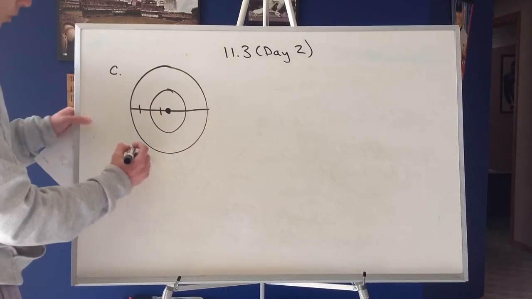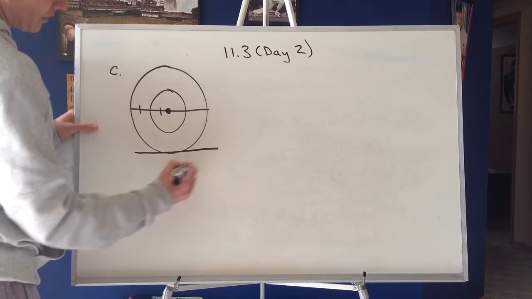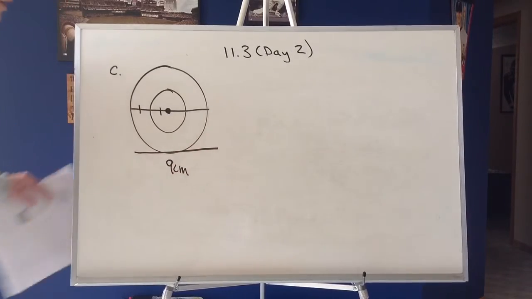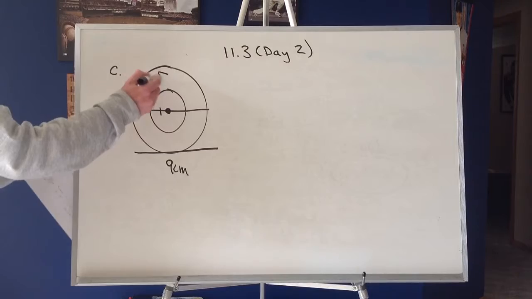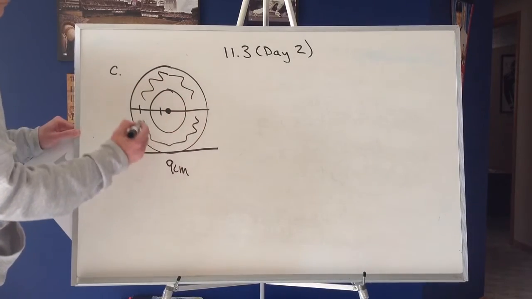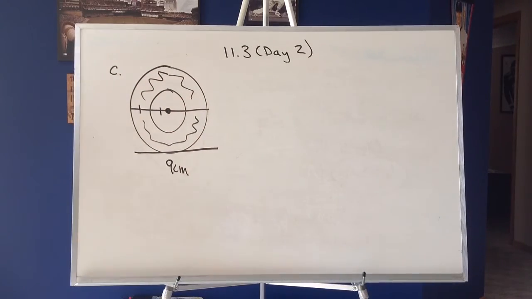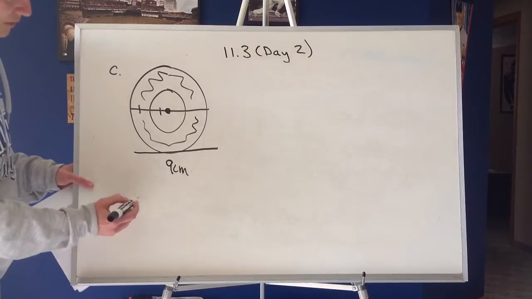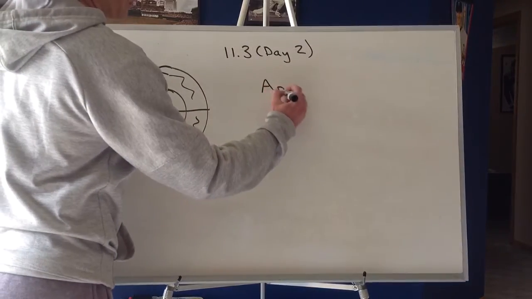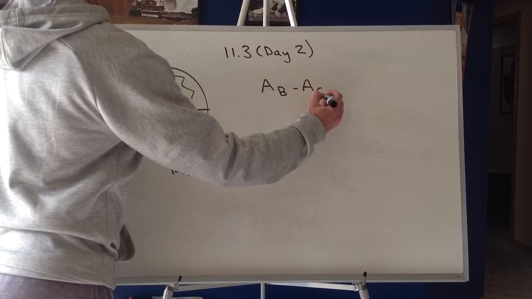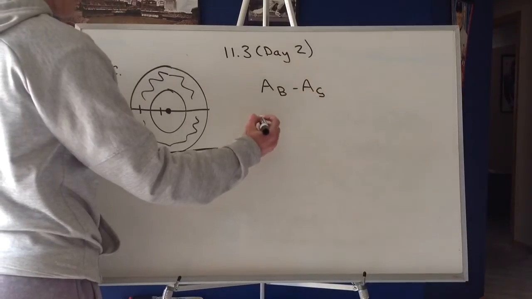So they give you that the whole diameter is 9 centimeters. Okay, they have the outer ring shaded. So we want to take the big minus the little. Okay, so I'm going to do the area of the big circle minus the area of the small circle.